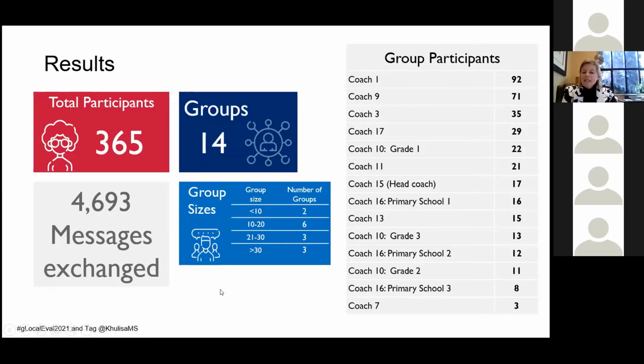Coach 16 did primary schools. Each of the schools' coaches should have had between 5 and 10 schools. So we got 3 of their groups, but the group sizes really varied. Less than 10 people in the group, there were 2 of those. 10 to 20, there were 6, 21 to 30, there were 3, and greater than 30, there were 3. So you can see that without the guidance provided by the project to the coaches, you had huge variation amongst the groups. So if you go to the next slide.